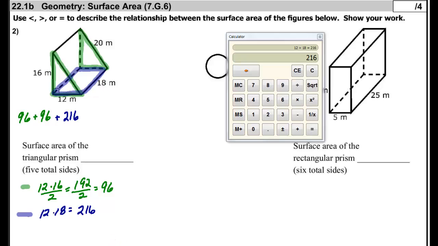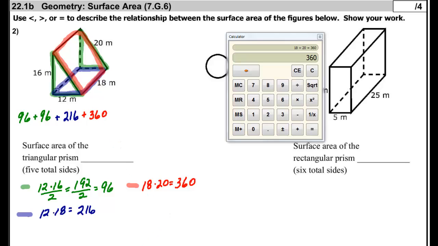Next, we're going to have the right side, the right face of this, if we're looking at it. And that right face, there's our swatch. That right face is 18 by 20. So we're going to have 18 times 20. 18 times 20, that's 360. So we're going to be adding in 360.